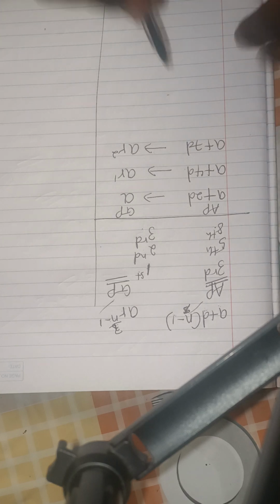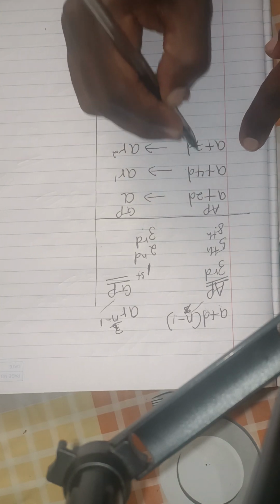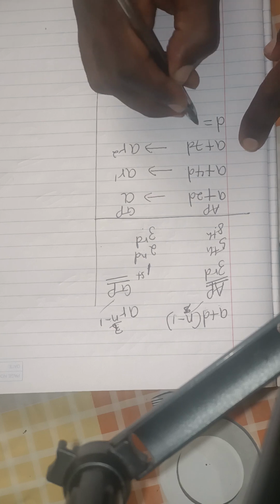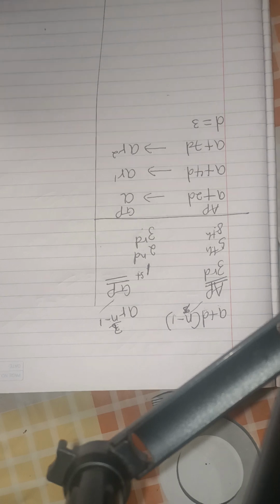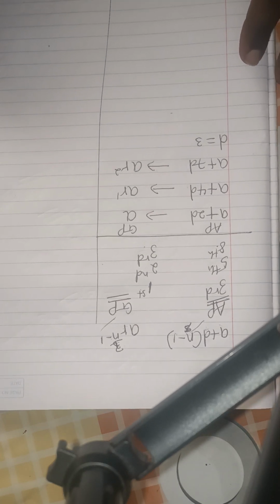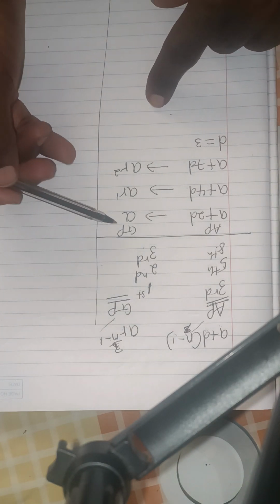But you're told that the common difference of this AP is 3. The common difference is 3. So what do we do next? We shall just come here and be able to know that. How do you get the common ratio?